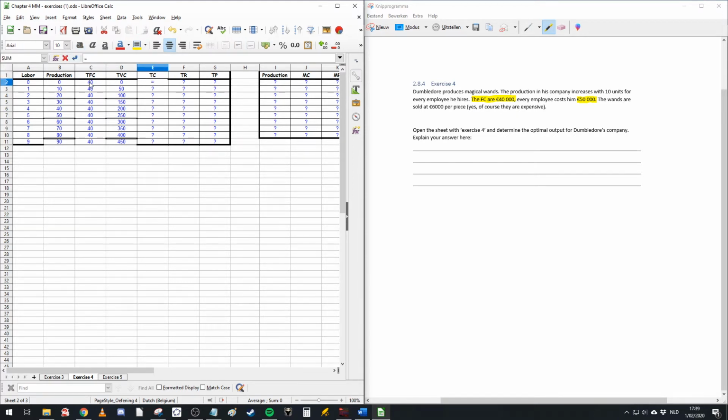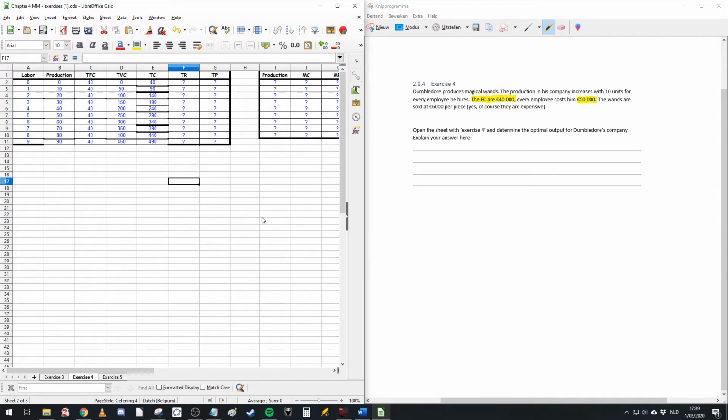So I just have to type 40 plus 0, enter, and I can just drag this all the way down, and Excel will calculate everything just like that. So it can all happen very fast, as you can see.